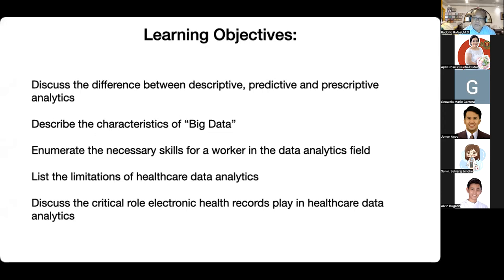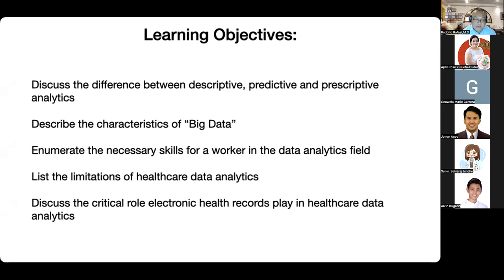So these are our learning objectives for this afternoon: to discuss the difference between descriptive, predictive, and prescriptive analytics. Descriptive analytics is the most basic form of analytics, which involves understanding historical data. It gives you information about what has happened in the past. It will also give you information by analyzing past behaviors for insights on how to approach the future. So that is the reason why it is important to know about descriptive analytics.